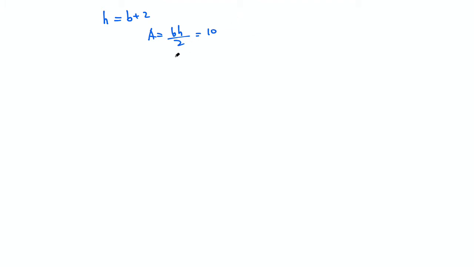Or in other words, multiplying both sides by 2, base times height is 20. And if we substitute in for h here, we get base times b plus 2 is equal to 20. All right, so then we can find the base. All we have to do is expand this and bring the 20 over.